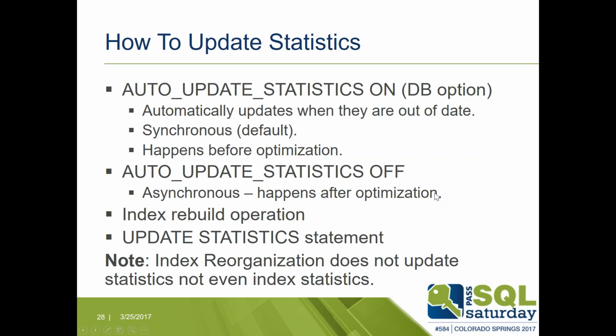So how to update statistics? To update statistics, you have several commands. Auto update statistics is a DB option. If that is on, it will automatically update synchronously. That means when you execute a query, the query optimizer detects your statistics is out of date. At that time, it will update the statistics before creating the execution plan. That is called synchronous update.